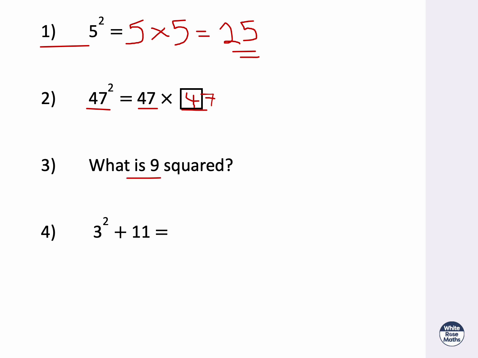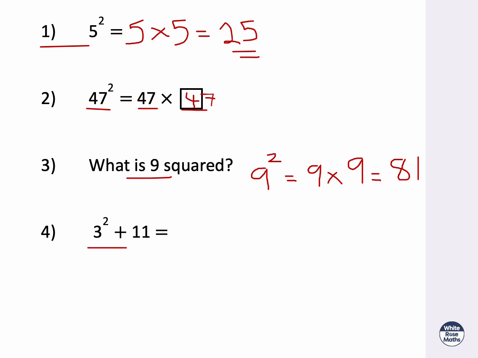Question number 3, what is 9 squared? So 9 squared is going to equal 9 times 9. 9 to the power of 2, or 9 squared. So 9 times 9, what are 9 nines? That's equal to 81, guys. And again, this comes down to your times table practice and your mental arithmetic practice, guys. Question number 4.